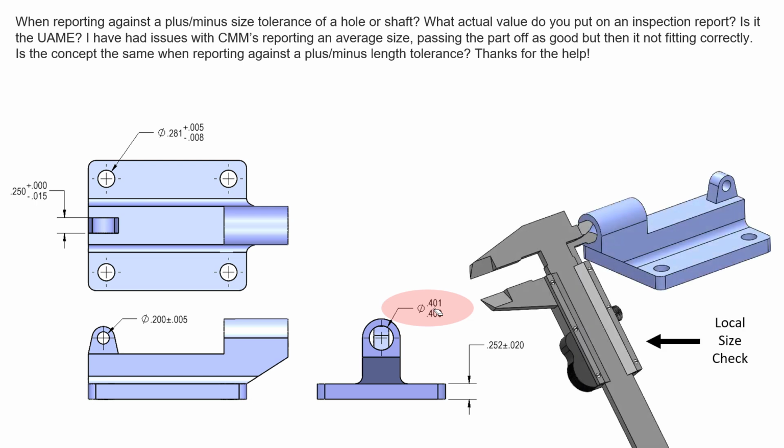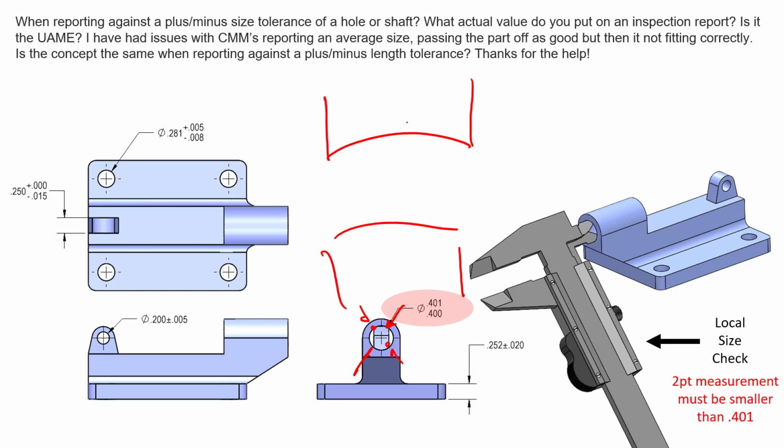Right out of the gate, manually, you would check any what we call local sizes. That's any 2-point check, and it must be smaller since we're internal. It needs to be smaller than 0.401. So if we check from here to here, it needs to be smaller than 0.401. From here to here, it needs to be smaller than 0.401. Cross-sectionally looking at it as well, it needs to be smaller than 0.401. So we need to make sure that this doesn't get too large. That's what we're checking when we're checking the local sizes.